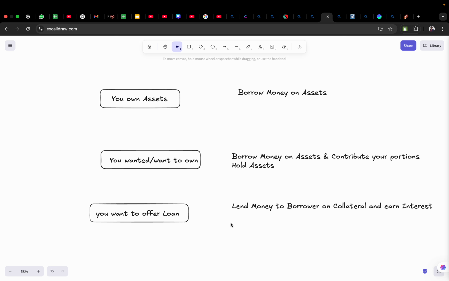But there are other ways to leverage collateral. If you have assets like property or gold, stocks, bonds, you can simply borrow money on the asset, do your business, generate profit, return the money, and get your collateral released back. That is one way. Second, as I said, the Elon Musk Twitter deal: he wanted to own Twitter. He borrowed money on assets, even on his existing assets, contributed his own portion as well to hold that asset, and is now making money out of it. You can also follow the same pattern, right?